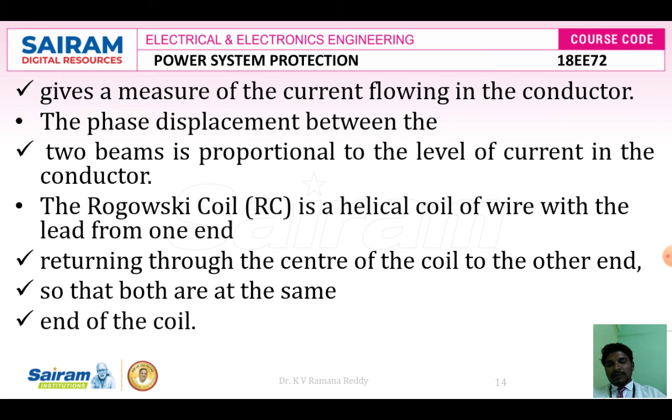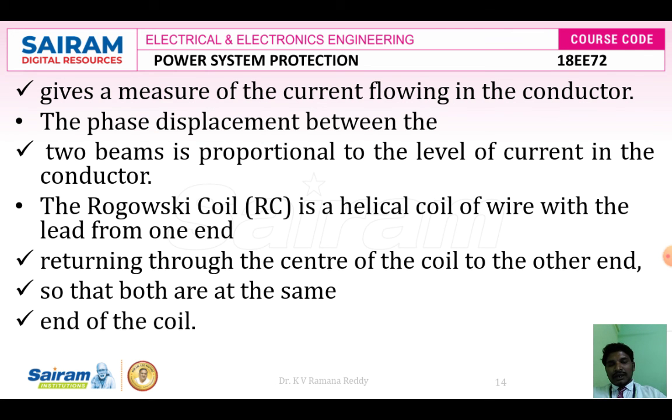And the third type of current transformer is called the Rogowski coil current transformer, which is a helical coil of wire with the lead from one end returning through the center of the coil to the other end, so that both are at the same end of the coil. By this we can make a current transformer which is used to step down the current suitably so as to read it carefully.